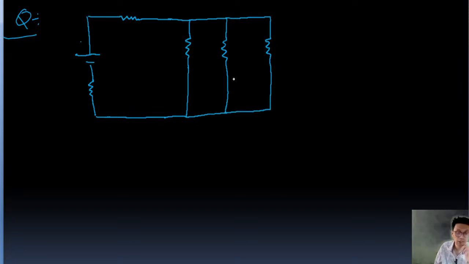Okay, so this is the circuit. This is 10 volt and this is 3 kilo ohm. This is 3 kilo ohm and this is 6 kilo ohm. This is 6 kilo ohm. This is 2 kilo ohm. Okay, and we have to find current through 2 kilo ohm.